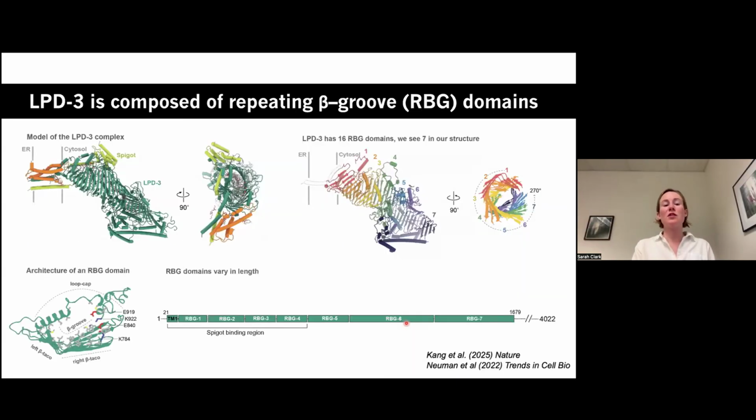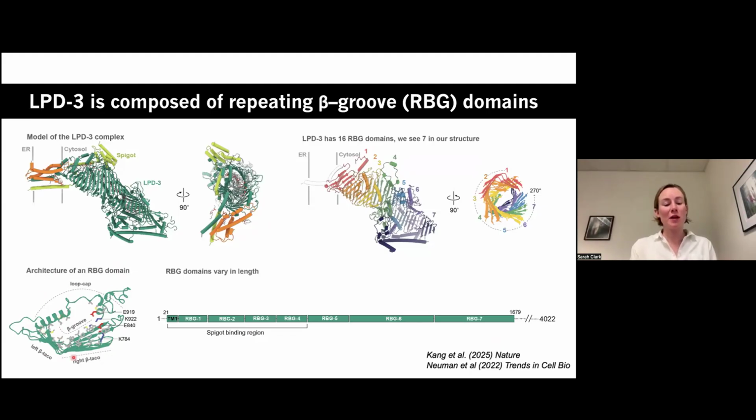So what about the N-terminal half? Because we can still get a lot of interesting information about how this protein complex is working by looking at the N-terminal half of the complex. So LPD-3 itself, shown in green, is composed of what are called repeating beta groove domains. A repeating beta groove domain, if you look at the bottom corner here, is what's called a beta taco structure, where you have these two beta strands meeting in a V. And then that's covered by what we call a loop cap, which is one or more alpha helices and loops that cover the top of that beta taco.